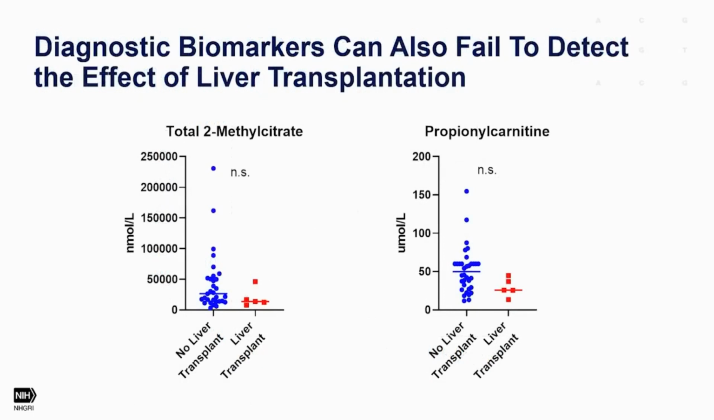Or in the case of propionic acidemia, plasma 2-methyl citrate and propionylcarnitine, established diagnostic biomarkers, struggled to differentiate between two clinical states, before and after liver transplant. It posed a question whether these chemicals alone are robust enough to serve as single response biomarker in a future clinical trial. It prompted the lab to look for additional solutions.